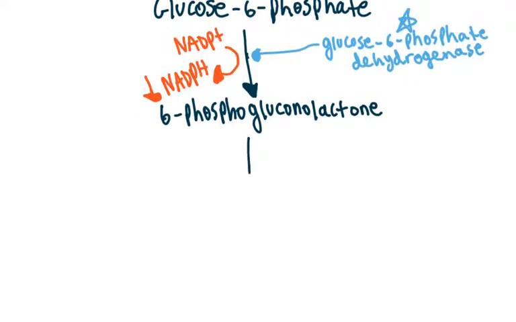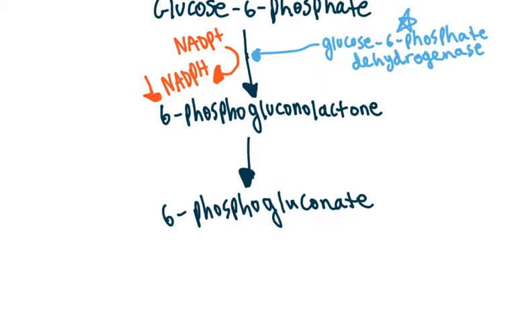Next, our 6-phosphoglucanolactone gets converted into 6-phosphoglucanate. All right, and in this step, what enzyme is used? We use a glucanolactonase enzyme. Okay, so let's write this down. In this step, we use an enzyme called glucanolactonase.